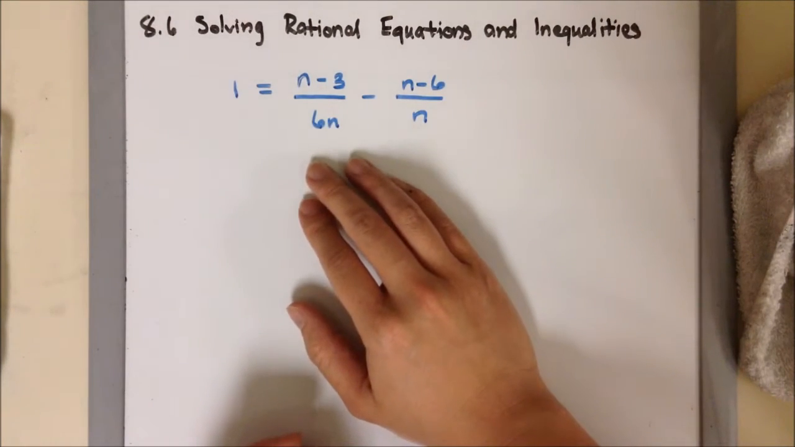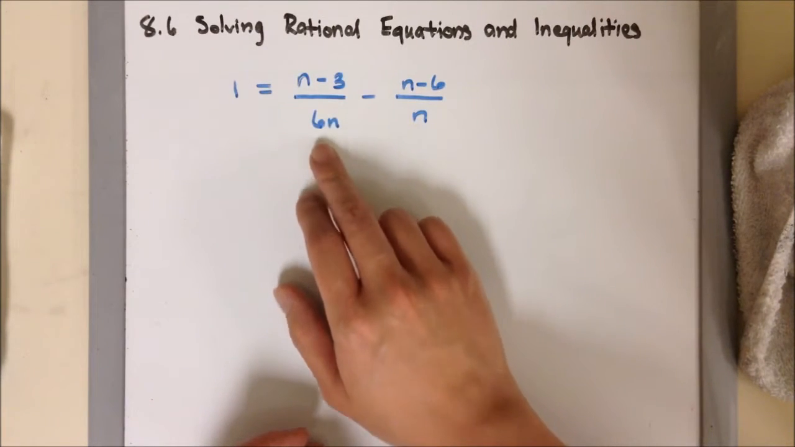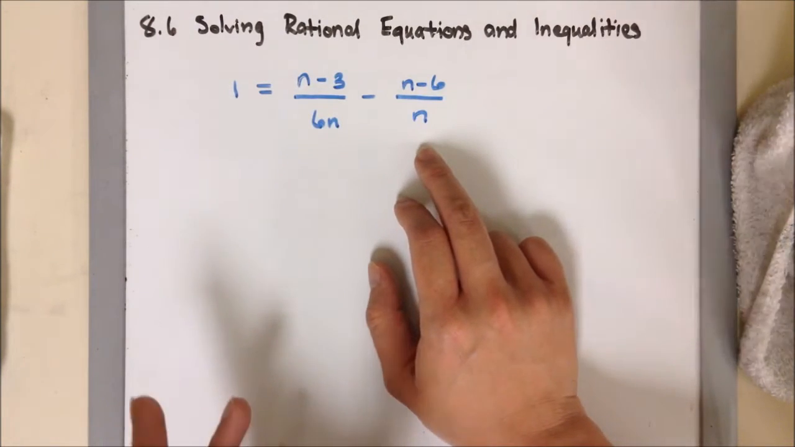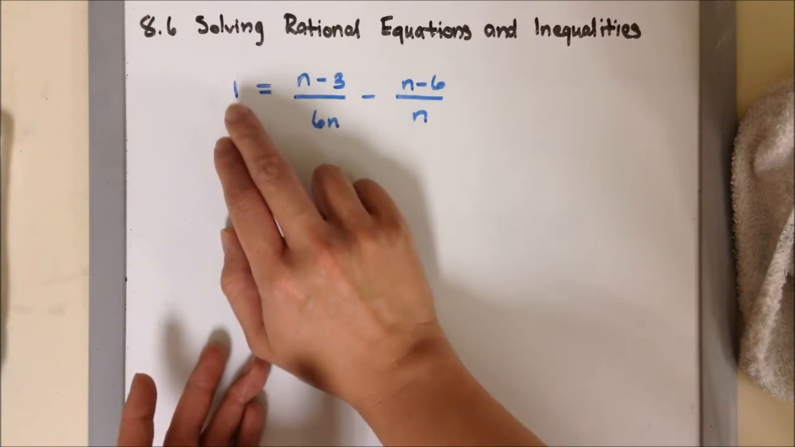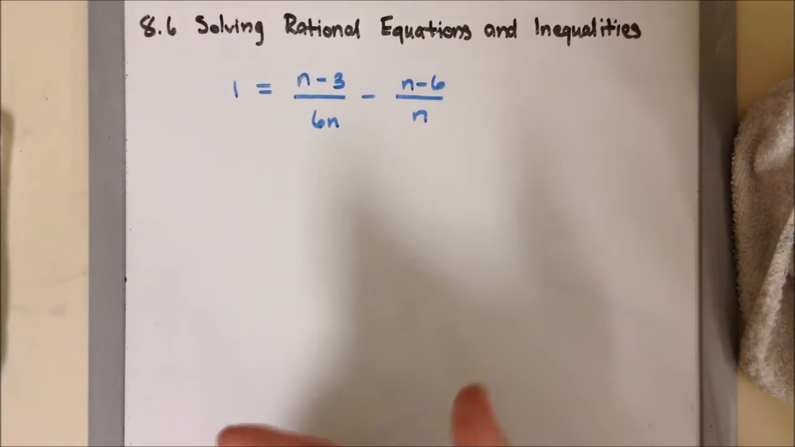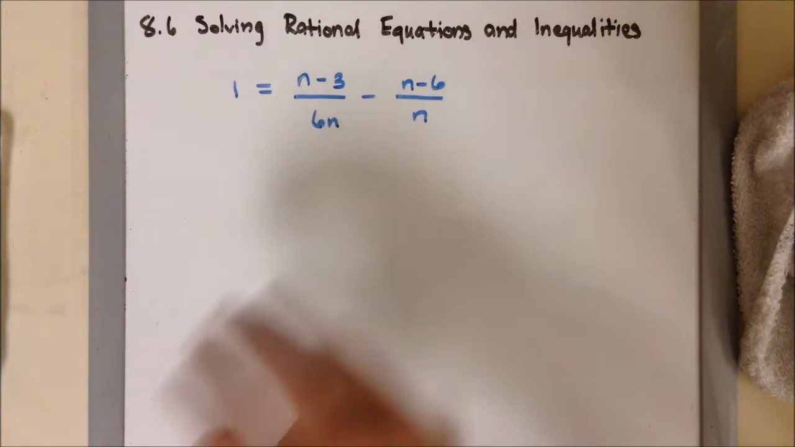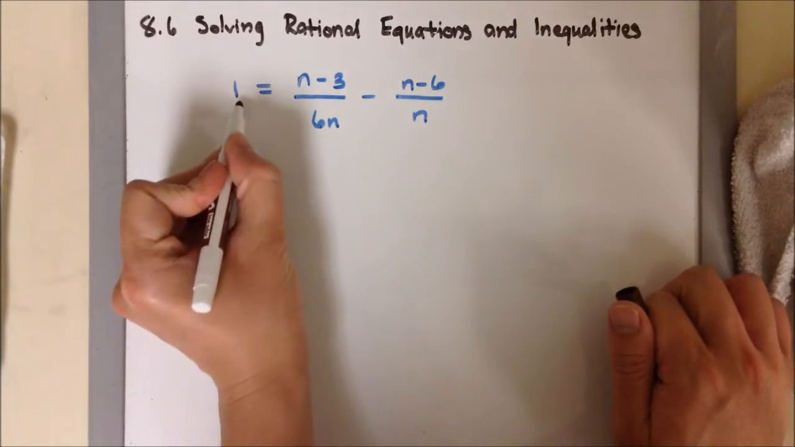Let's start off with the first example we have here. We have 1 equals (n minus 3) over 6n minus (n minus 6) over n. Now at the moment, we have an equation where it equals a whole number, 1. So again, when you're solving a rational equation, we need to make sure that all parts are in fraction form so that we can properly identify our lowest common denominator, our LCD. So I'm going to rewrite 1 in the form of a fraction, meaning I'm going to put it over 1.